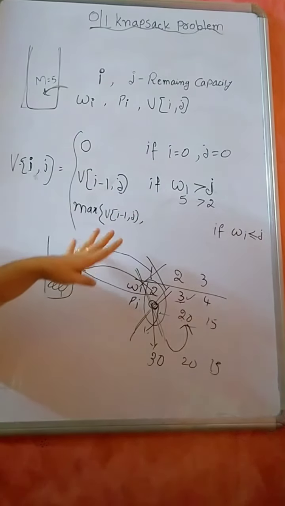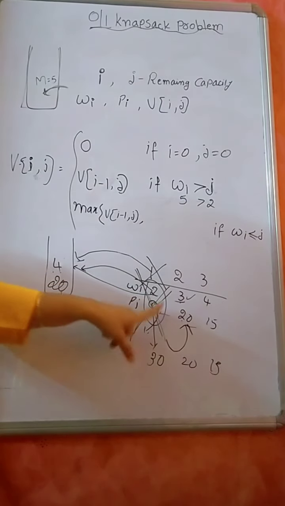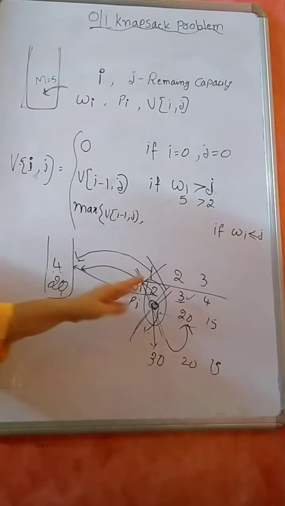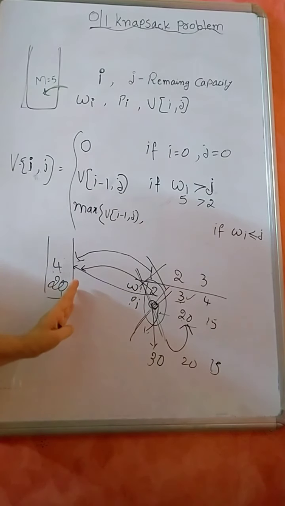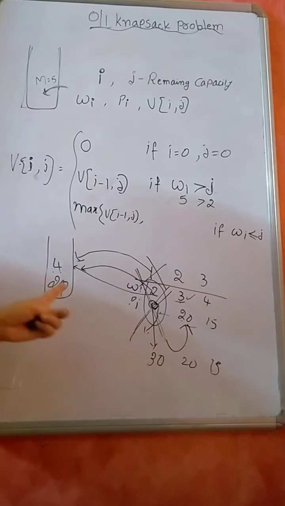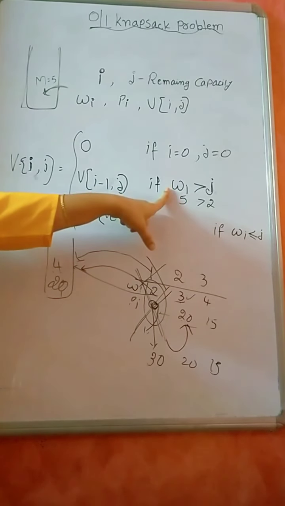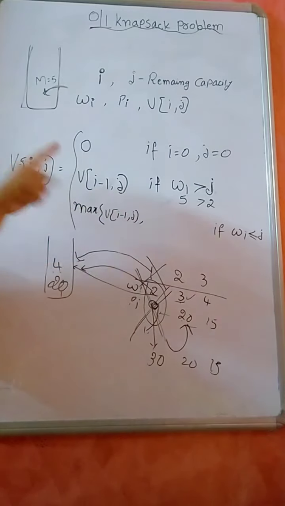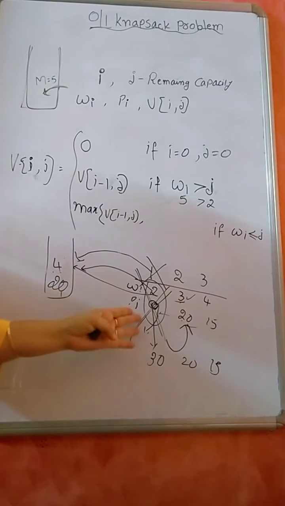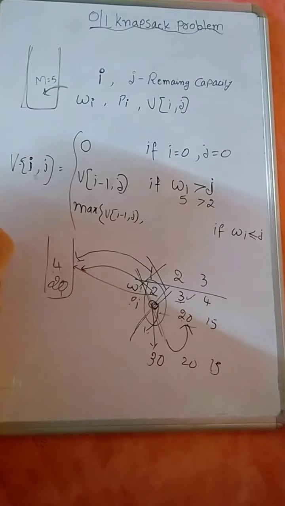Getting my point? What did I do? Either I may select the object or I may reject the object. If I am selecting the object, then I have to consider its profit, and its weight has to be reduced. But if I am rejecting the object, what does it mean? Same thing, no? Here also I have rejected the object. What is my profit? The previous profit. Here also I am rejecting the object. What is the profit? The previous profit. What is the previous profit? V of I minus 1 comma J.